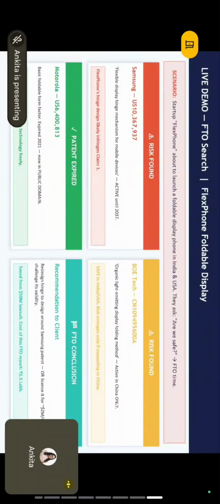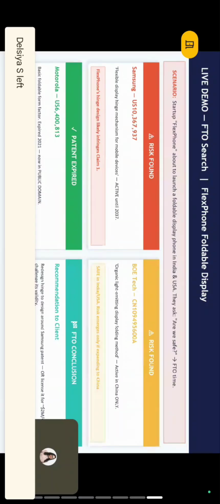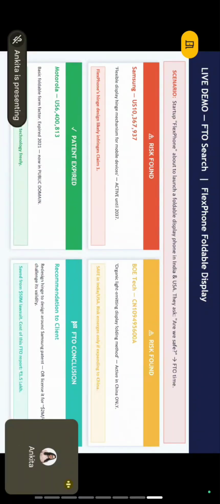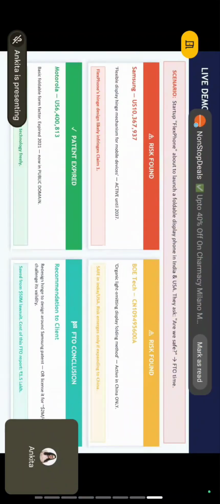Another patent is a Chinese patent, and here also they describe a feature, an organic light emitting display folding method. But this patent is active in China only. Now, since this patent is in China and we want to launch our product in India and US, there is no risk. If we expand our product to China, then it will create some kind of risk, but right now we are going to launch in India and US, so this patent is also of no risk.